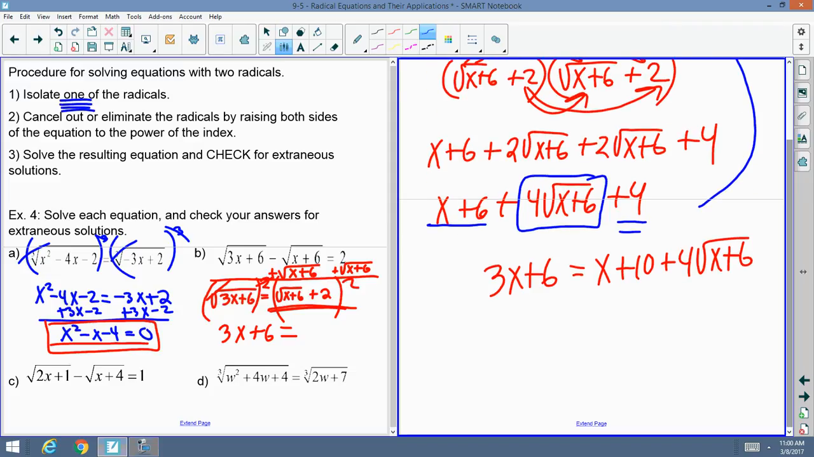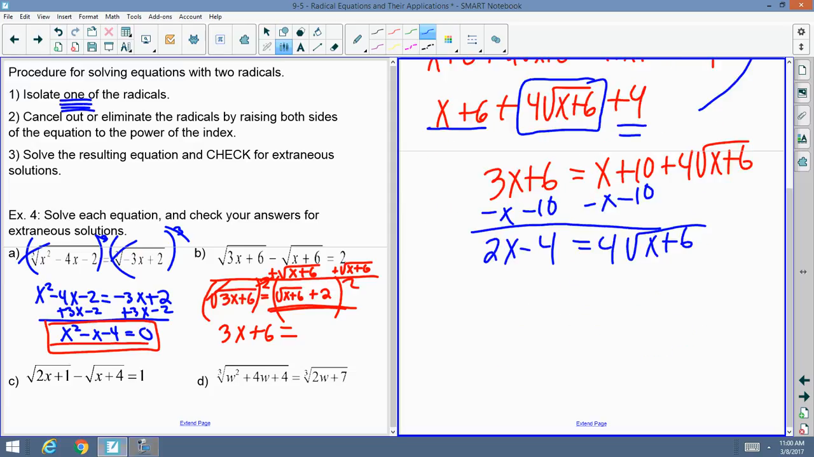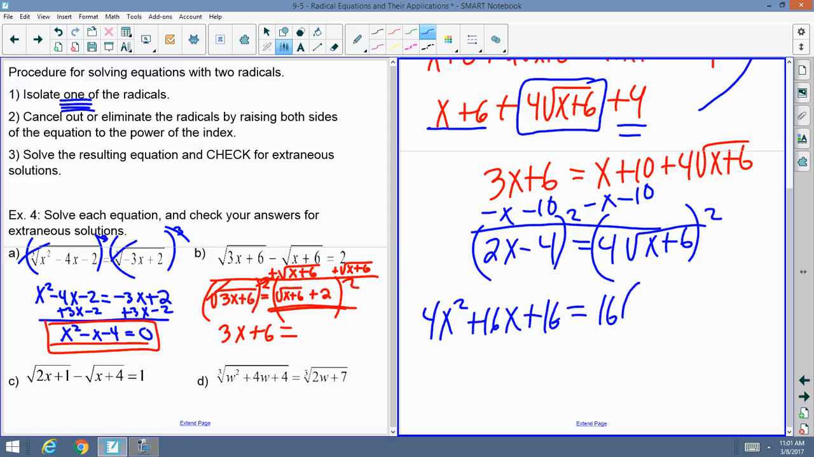I'm going to subtract an x and subtract a 10. Subtract an x, subtract a 10. So I have 2x minus 4 equals 4 times the square root of x plus 6. Oh, this gets fun now. I'm going to square both sides. Now this is going to be 4x squared plus 16x plus 16 equals 16 times x plus 6.